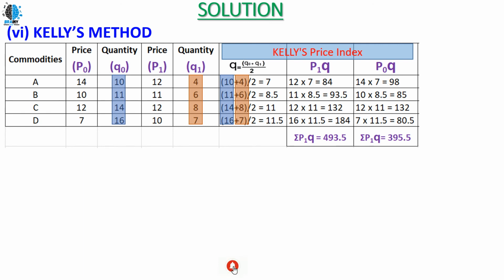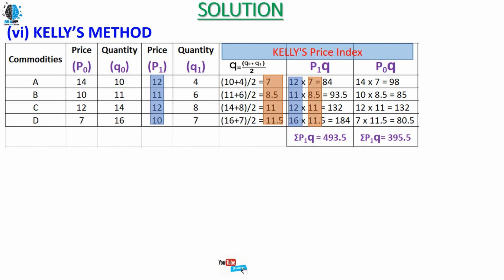Okay, the final values for the weights are 7, 8.5, 11, 11.5. These are my constant weights to be applied under Kelly's price index. So I'm going to do this calculation. These are my constant values for the quantity, and the price index. I'm going to multiply with P1.